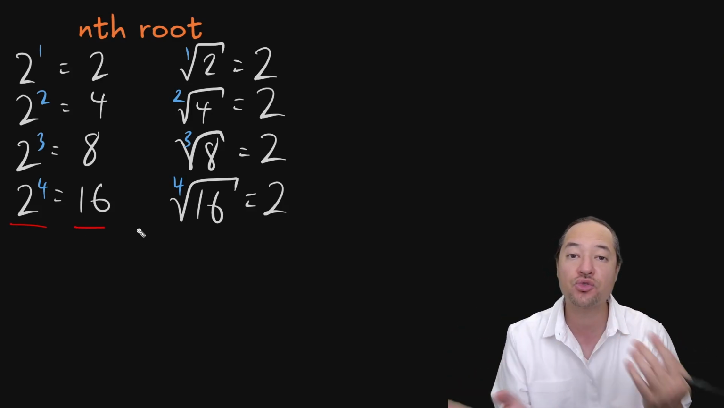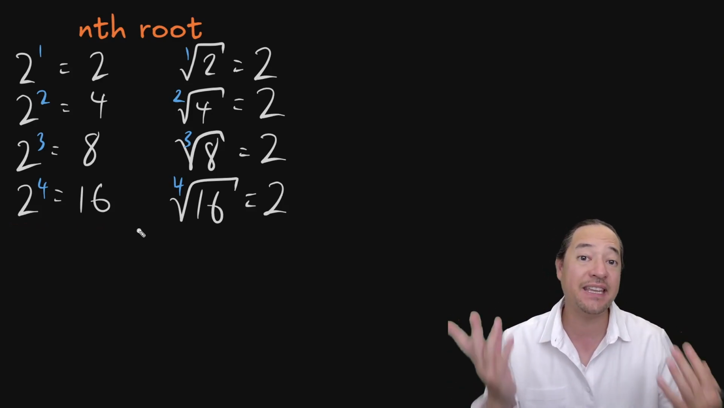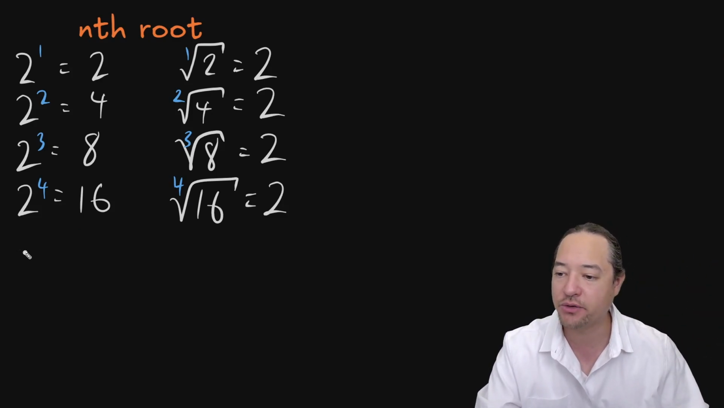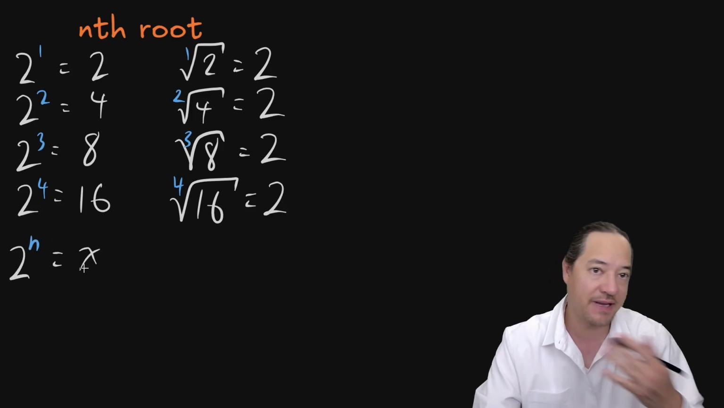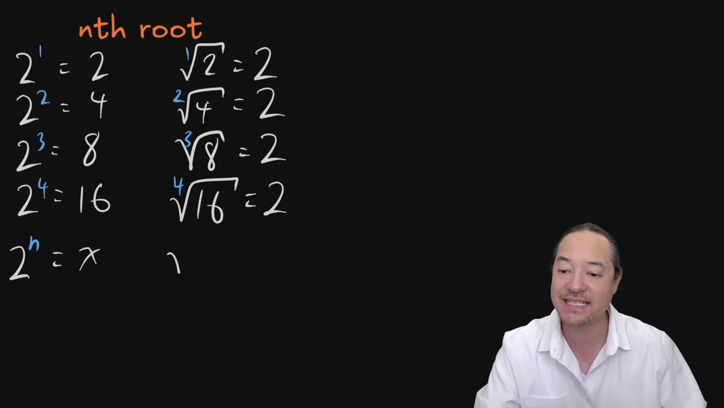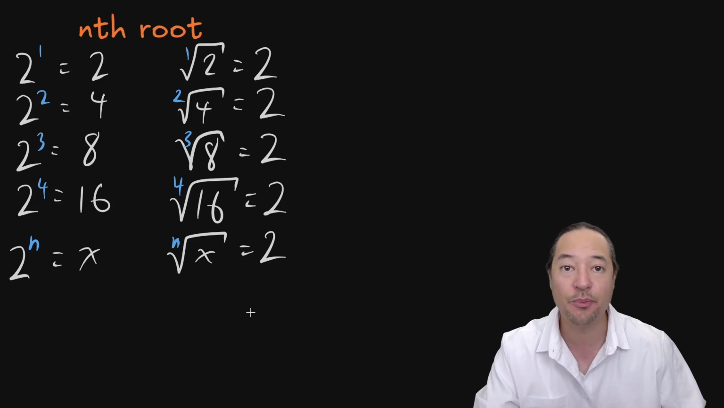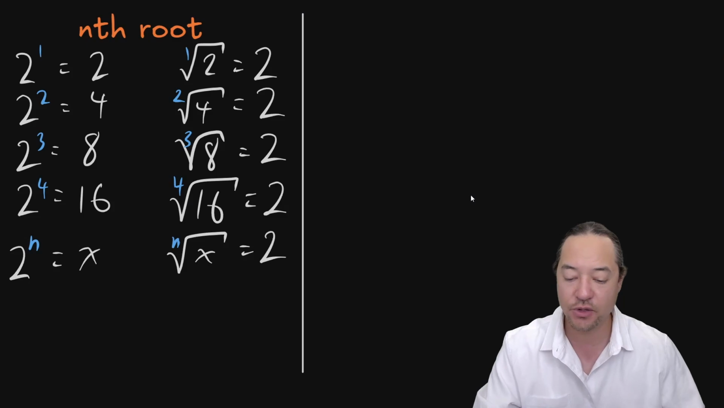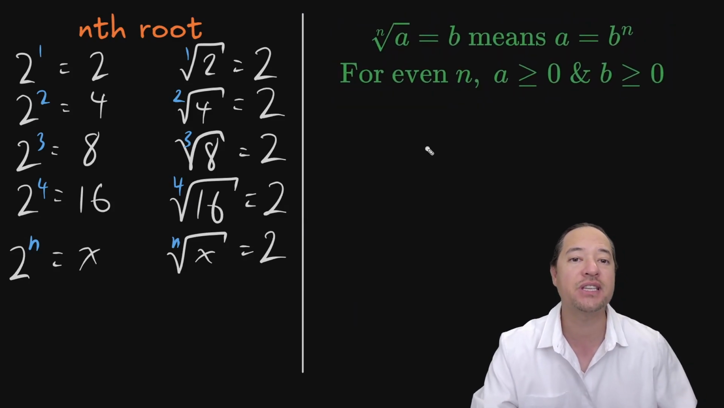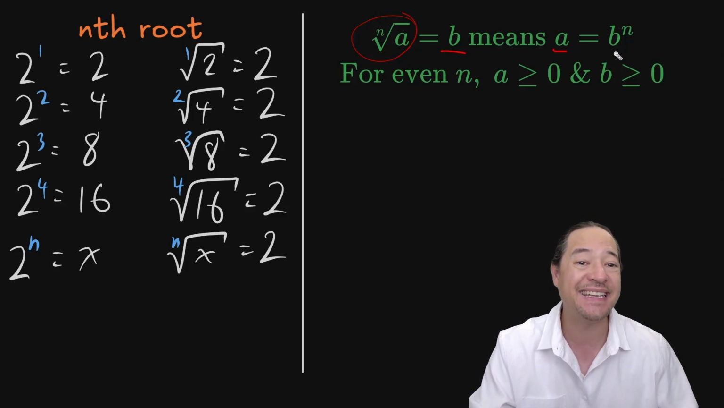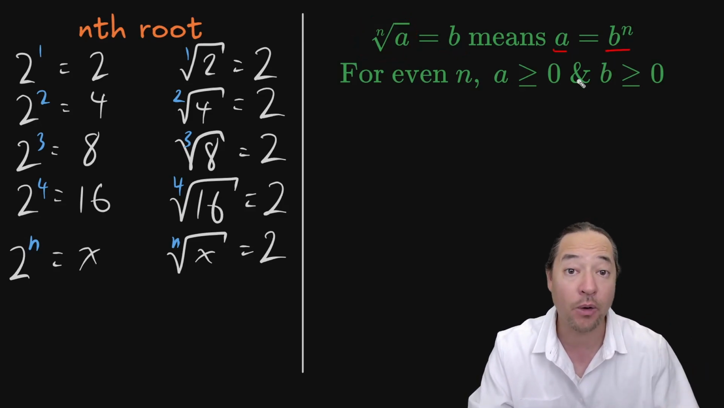Okay, so this is how we can treat the nth root as the inverse operation to taking a base and raising it to the nth power. Right? We can generalize this. We can say that any 2 raised to the nth power, let's say that equals x, right? Well, then that means that if I take the nth root of x, I'm going to get 2 back out. Okay, so this is the idea behind the nth root. Let me give you the general rule here. The general rule is that the nth root of a will equal b, and that's when a equals b to the nth power, okay?